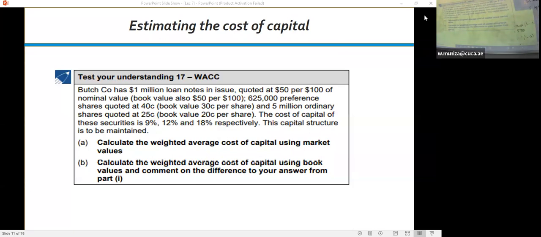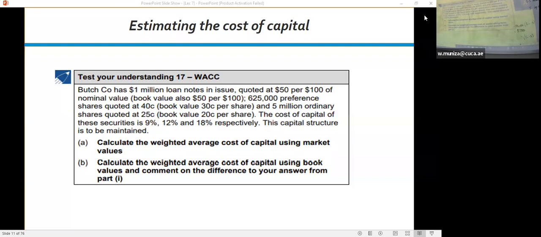Understanding number 17. Which company has 1 million of the loan notes in issue? So the first source of finance is loan notes, quoted at $50 per $100 of nominal value, book value also $50 per $100.